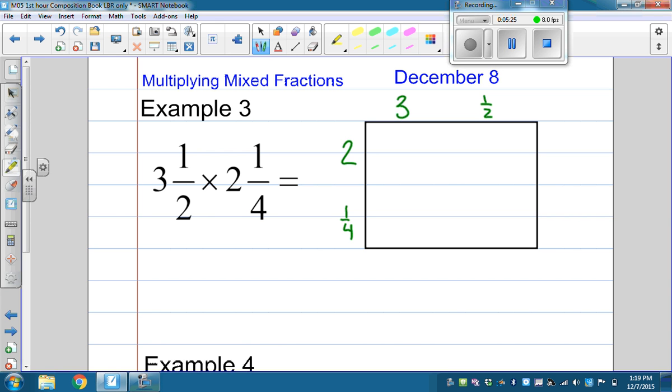So I'm just going to take my rectangle and divide it into 4 parts. So I have more parts now because I have 2 mixed numbers. So I multiply 2 times 3 and I get 6. And then I multiply 2 times 1/2. That's the same as 1/2 of 2.